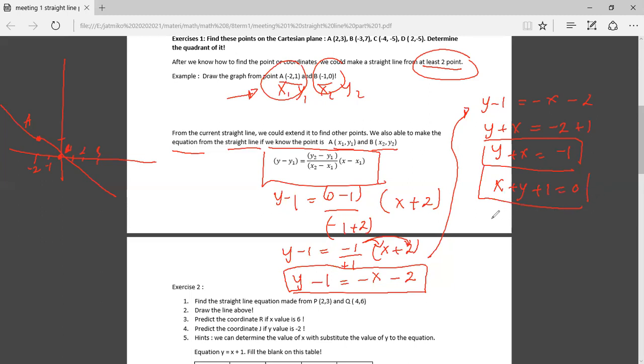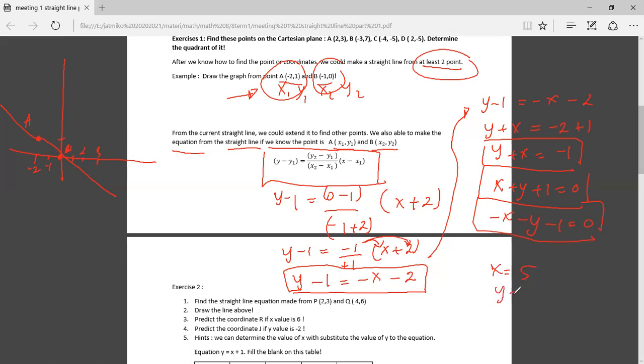Or you want to move it to the right, maybe it becomes -x - y - 1 equals 0. That's okay. It's up to you how to convert this equation. So that is how we can convert these 2 points into the line, by using this equation. And then we can also predict other points from the line. So let's say, how about if we have x is 5?